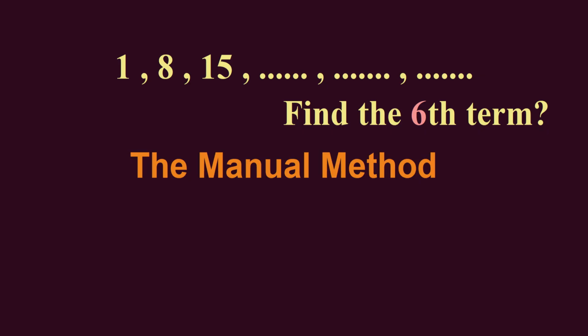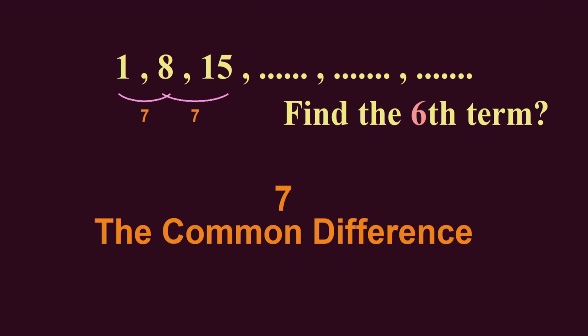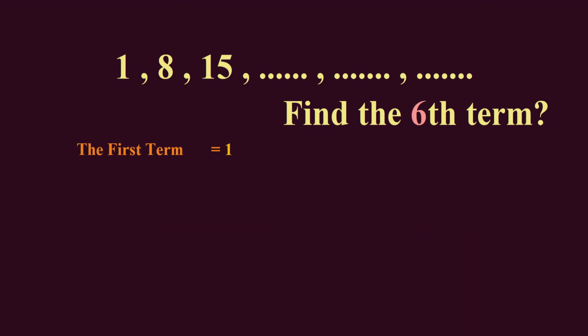Look at the problem. Since each term increases by 7 from the previous one, this 7 is called the common difference. The first term in the arithmetic sequence is equal to 1, and we can get the second term by adding 7 to the first term. So the second term is equal to 1 plus 7, which equals 8.